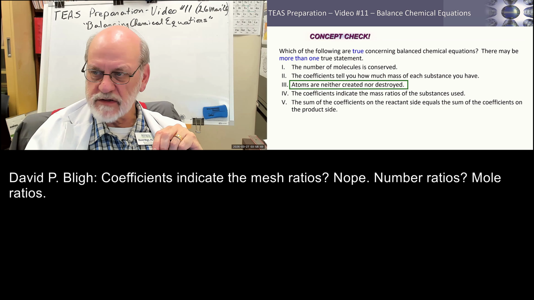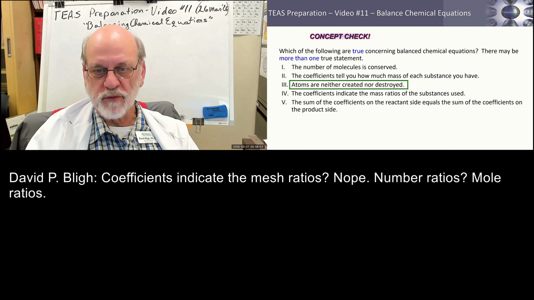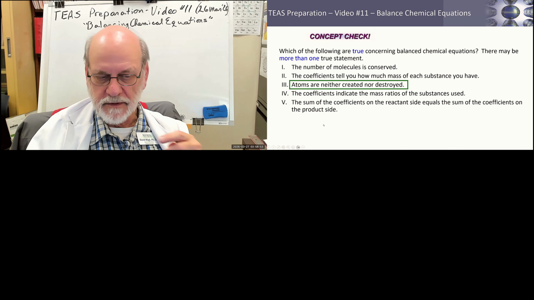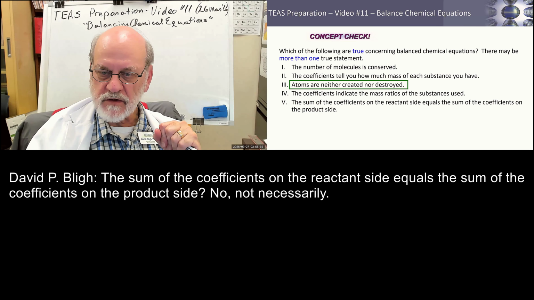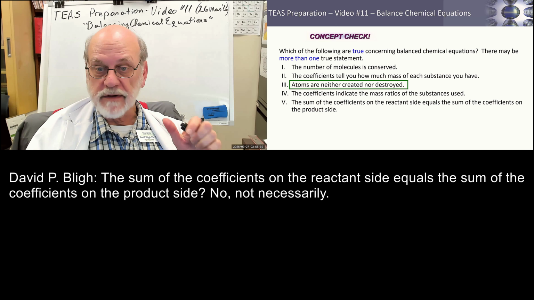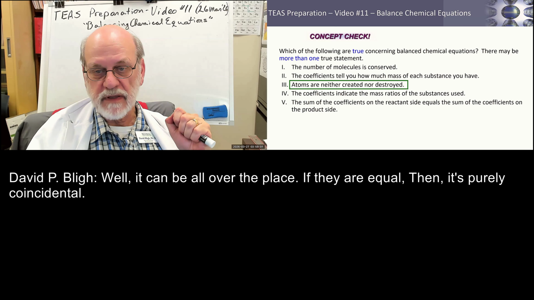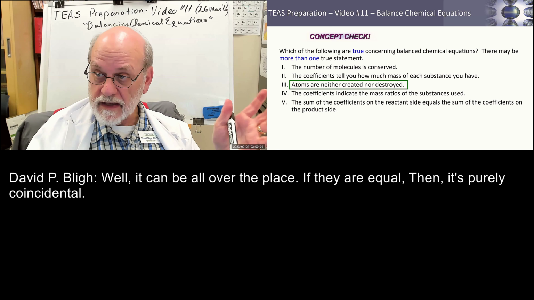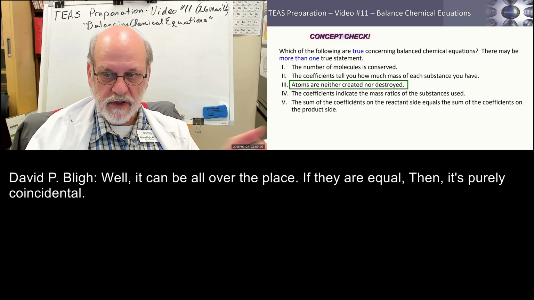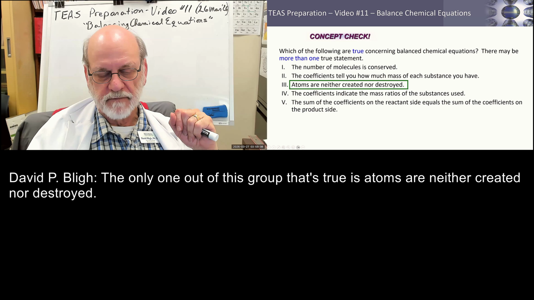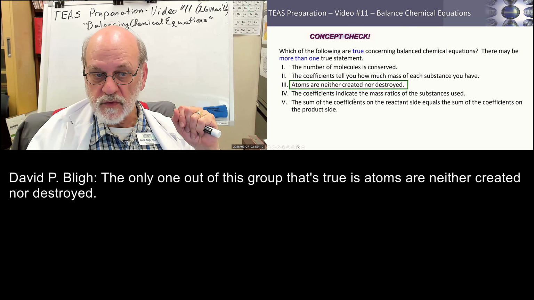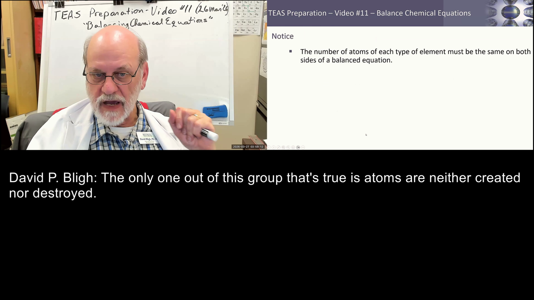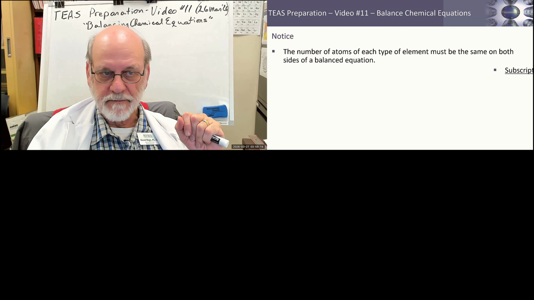Coefficients indicate the mass ratios? Nope. Number ratios, mole ratios. The sum of the coefficients on the reactant side equals the sum of the coefficients on the product side? No, not necessarily. It can be all over the place. If they are equal, then it's purely coincidental. The only one out of this group that's true is atoms are neither created nor destroyed.